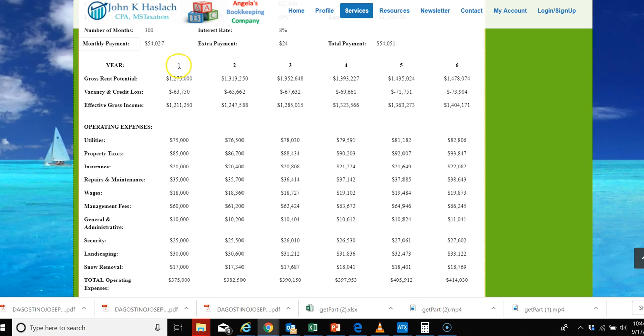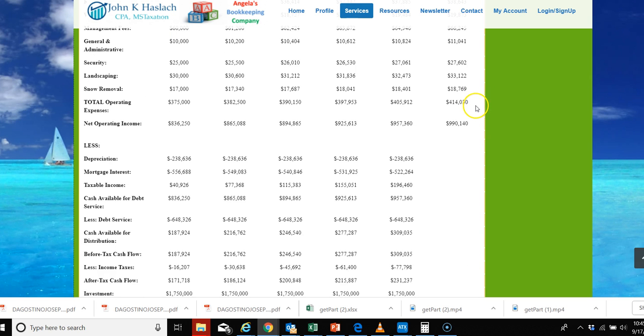So here we have year 1 through 6, and I'll explain why we go up to 6 years. When you're doing a projection like this, you use 6 years as an estimate in order to calculate what you're going to sell it for. So we estimate, with the rent growing at 3% per year, by year 6, the rent will be $1.478 million. Net income will be $990,000.